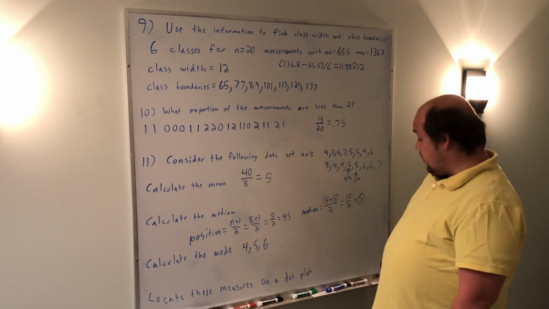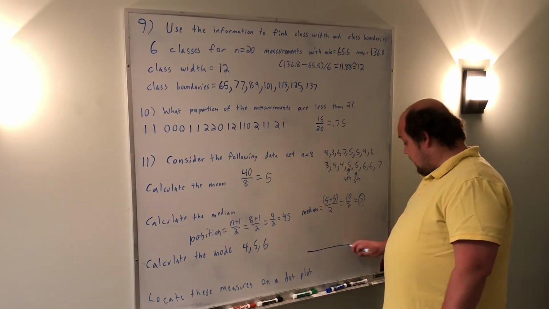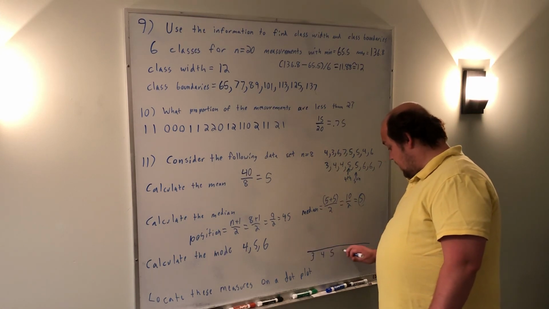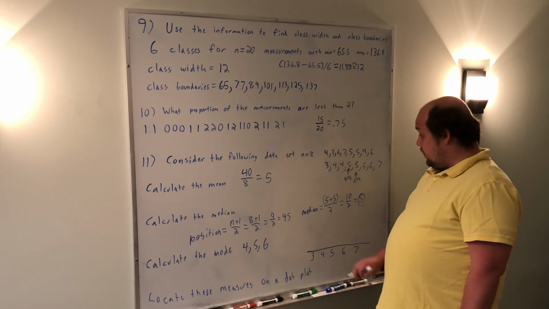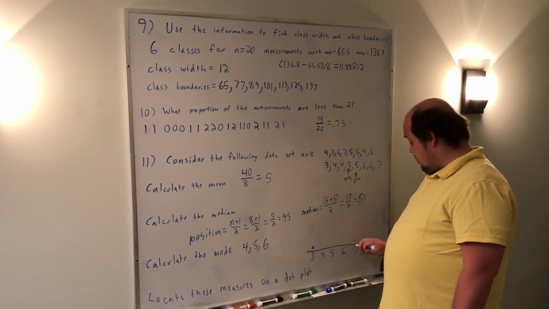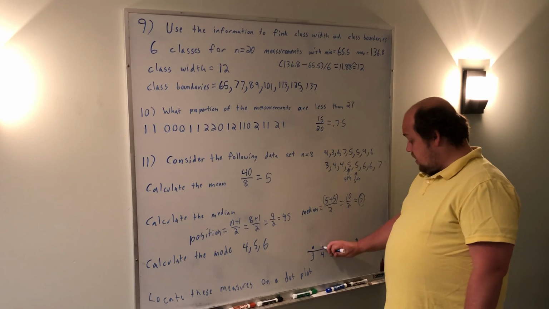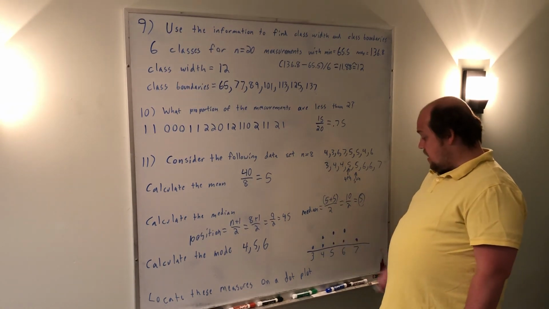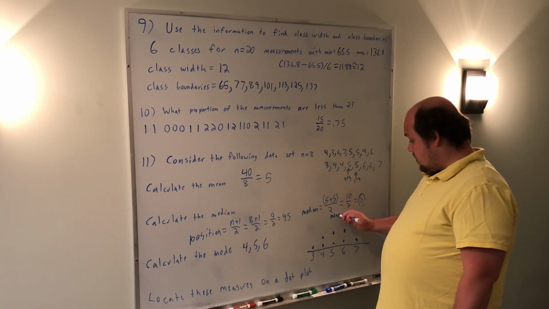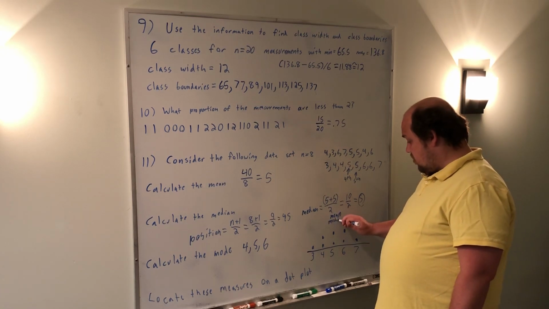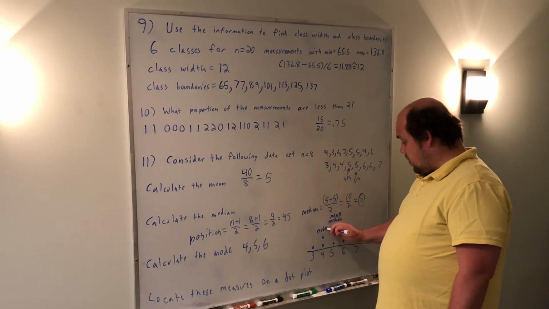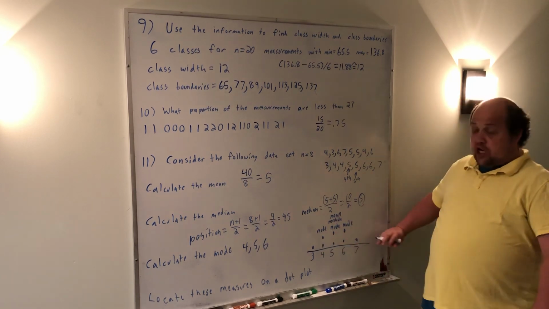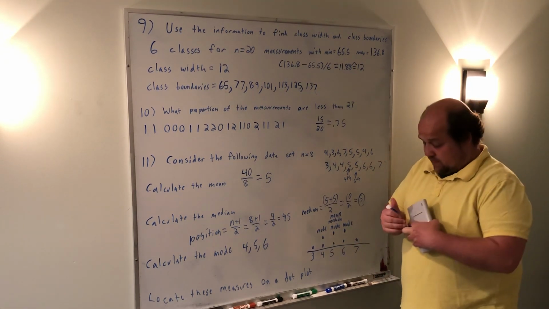When it now asks me to locate these measures on a dot plot, I can draw on my scale every number that I have. So 3, 4, 5, 6, and 7. Only 1 dot above 3, only 1 dot above 7, and then 2 dots over the 4, the 5, and the 6. I would write that my mean and my median are here. Really, I could write mode, mode, mode. So this would be the general dot plot that I'd want to select from the available choices.